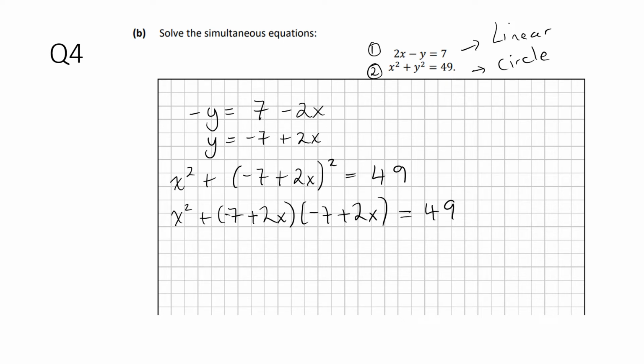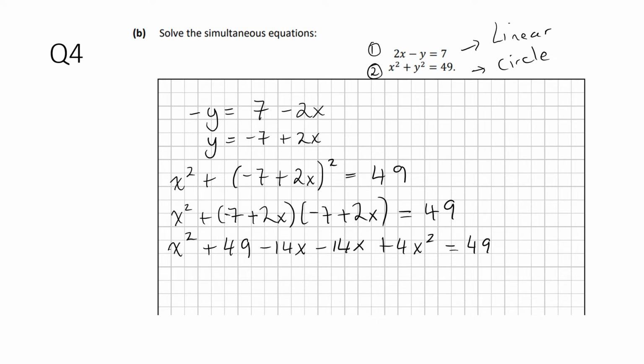So what you want to do now is expand the double brackets. So minus 7 by minus 7 is 49. Minus 7 by 2x is minus 14x. 2x by minus 7 is minus 14x. And then 2x by 2x is 4x squared.